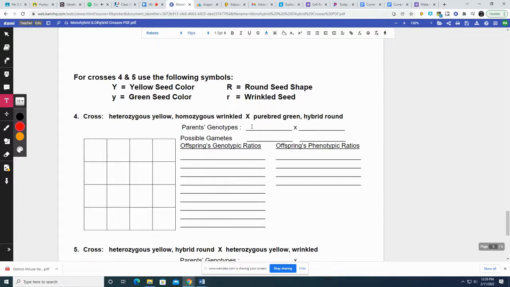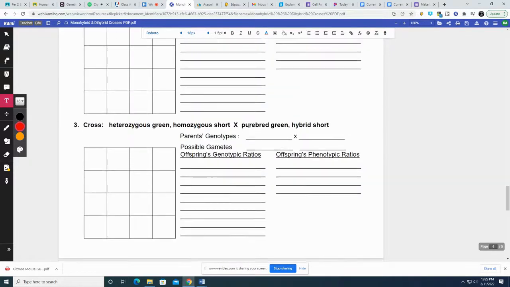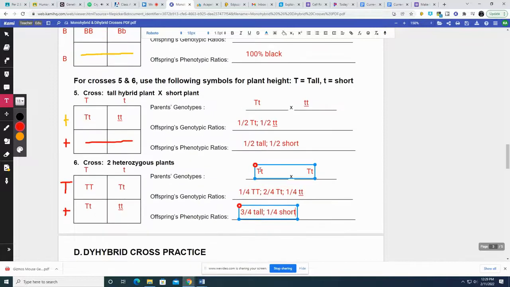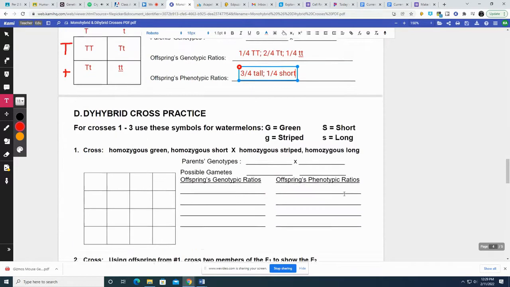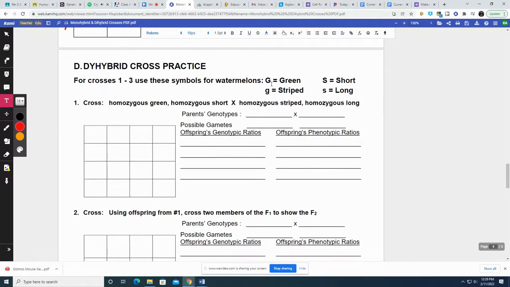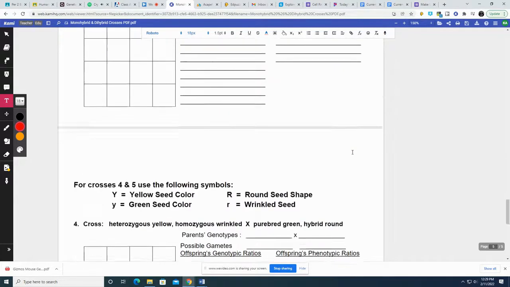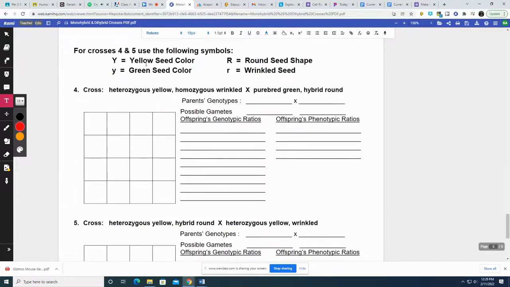Heterozygous yellow, homozygous wrinkled. Remember up here, our genotypes were only 2 letters, because we were looking at only 1 trait, either tall or short. Now we're looking at two traits: seed color, yellow or green, and seed shape, round or wrinkled. So now we're going to need 4 alleles in the genotype because we're looking at 2 traits.